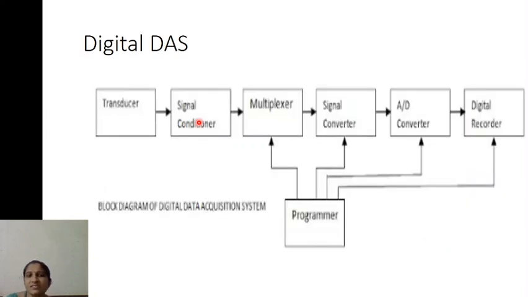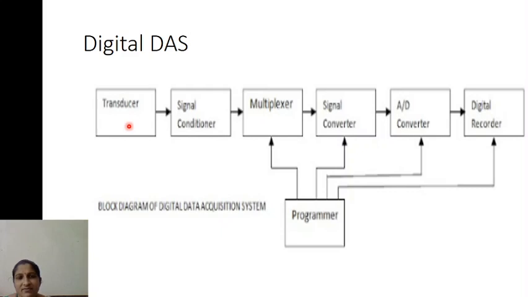Now let us discuss the digital data acquisition system. Previously the data was in the form of analog data, so it was called the analog data acquisition system. Here the data will be in digital form, that means either zeros or ones. That is done by the A to D converter here. Analog data is converted into digital data here. So this is the main part here.